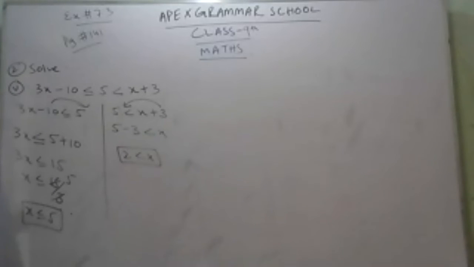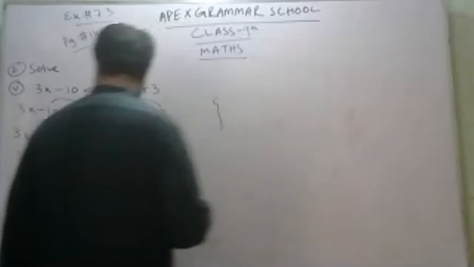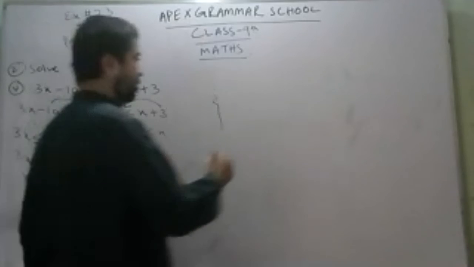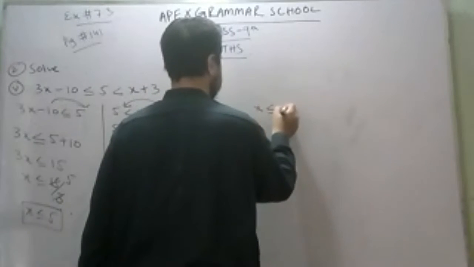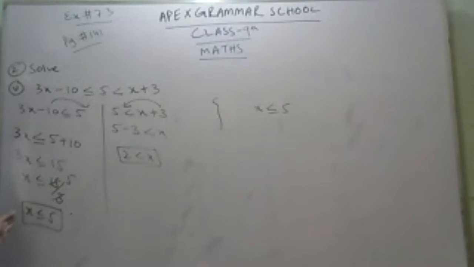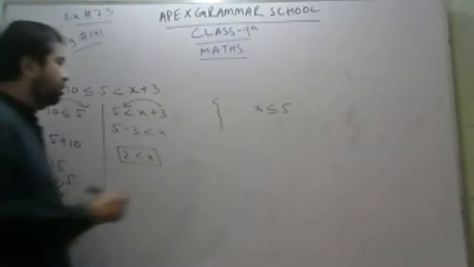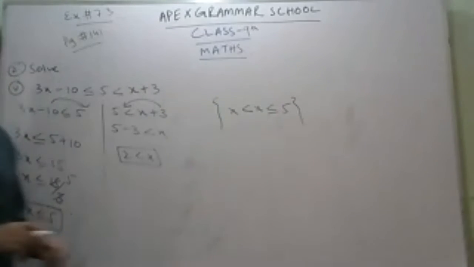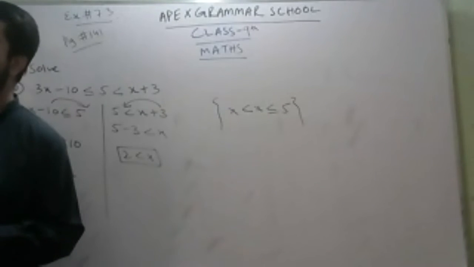Okay, now make a proper solution set of it. I'm going to write this first: x less than or equal to 5. Because this 5 is on the right hand side, now I need to write the left side number, that is this. And that's it. Simple questions these are.